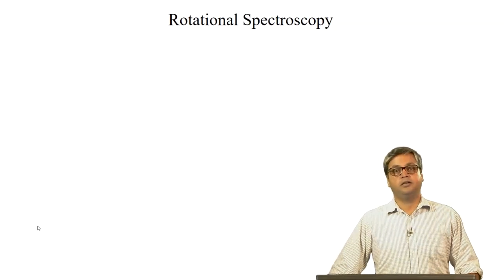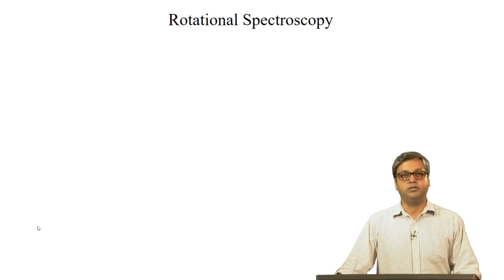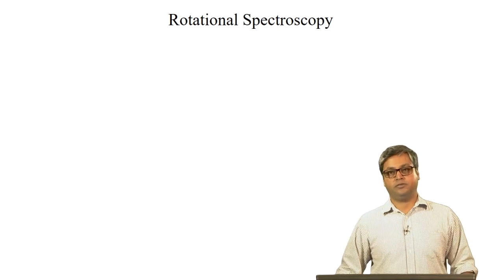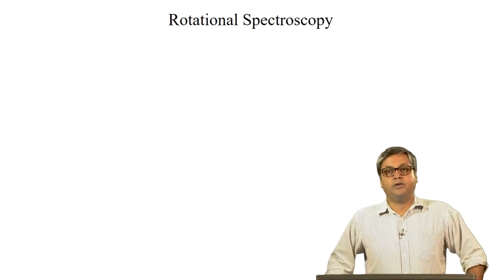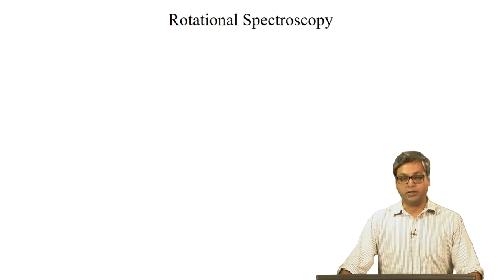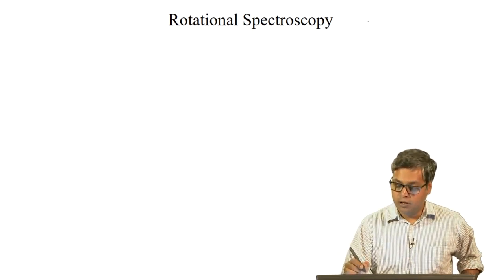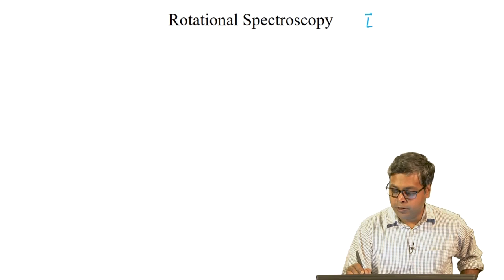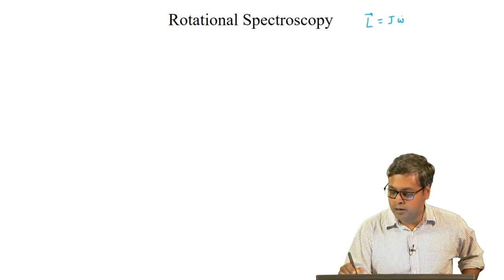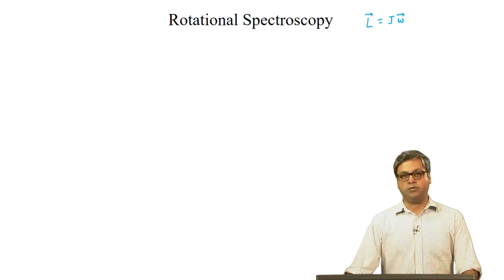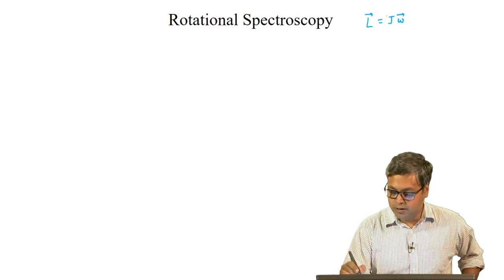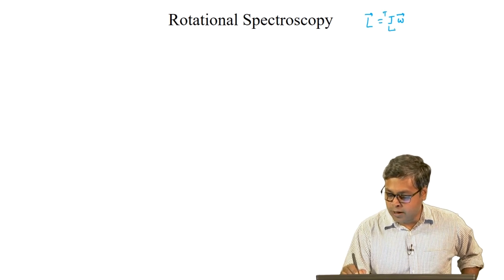In the last lecture, we learned about the correspondence between linear and rotational motion. So, we have derived some important expressions related to rotation. We saw that L, or the angular momentum, which is a vector, can be expressed as I omega, where omega is a vector which is the angular velocity and I is a tensor. So, I is known as the moment of inertia tensor.